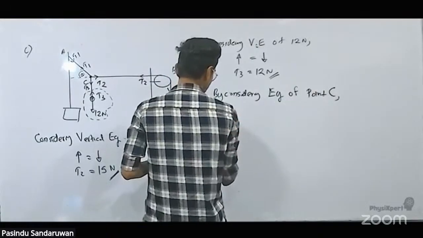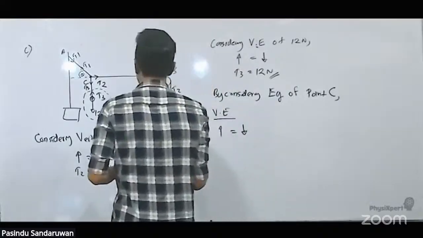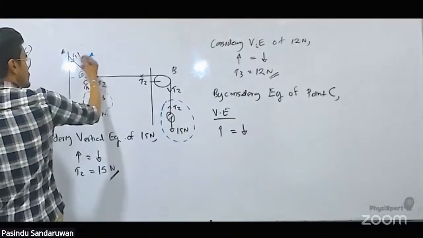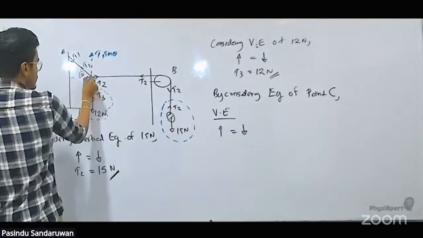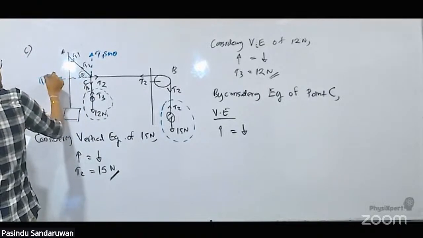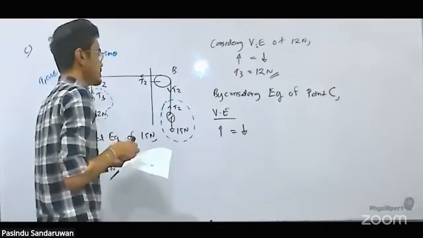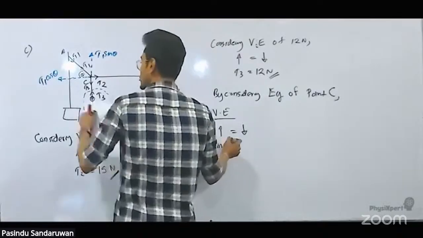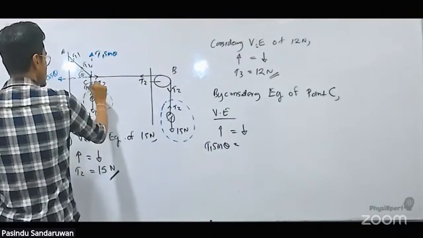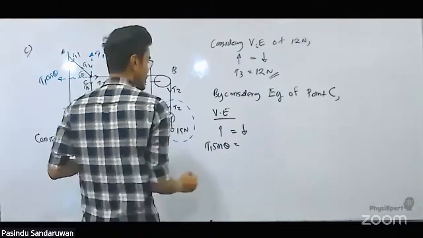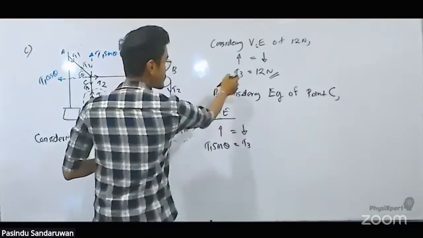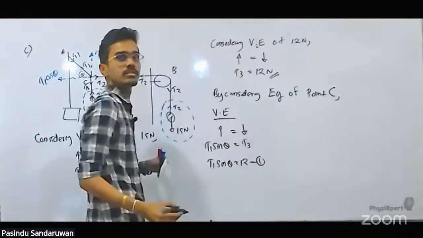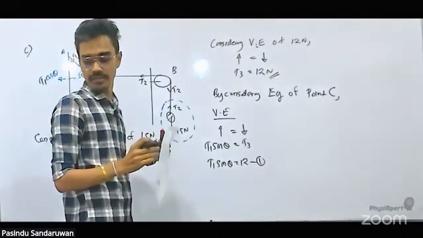Vertically upward forces equal vertically downward forces. This is an inclined force, so we take components. Away from the angle, there is T1 sine theta. Towards the angle, this is T1 cos theta, right? Vertically upwards, these components give T1 sine theta. Downwards is T3. These are the forces acting on C, right? T3 is known, 12. So T1 sine theta equals 12, equation 1.